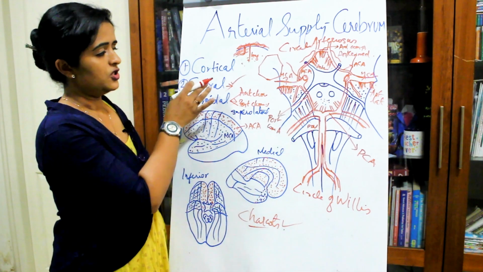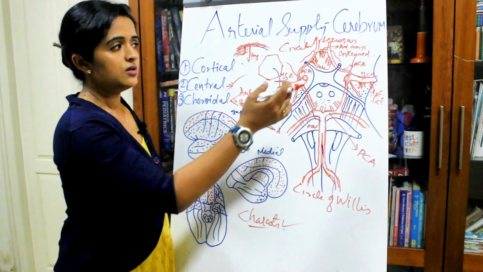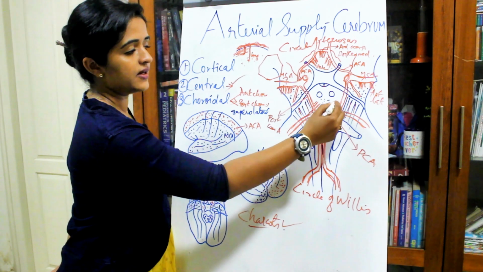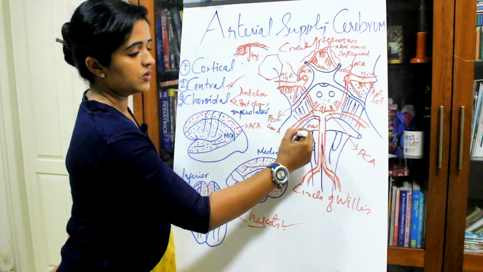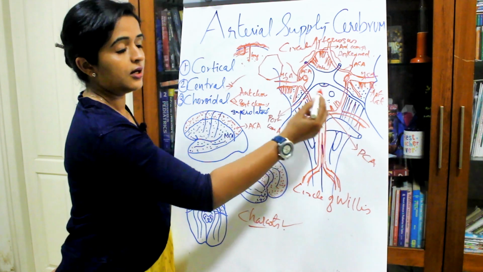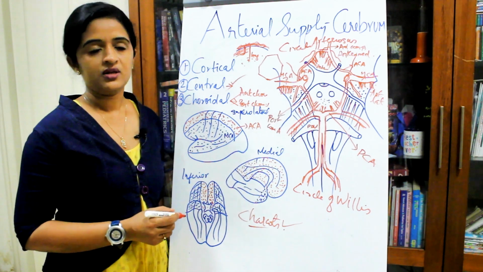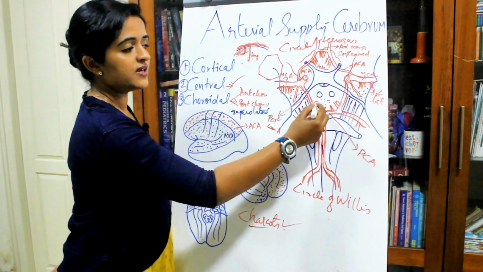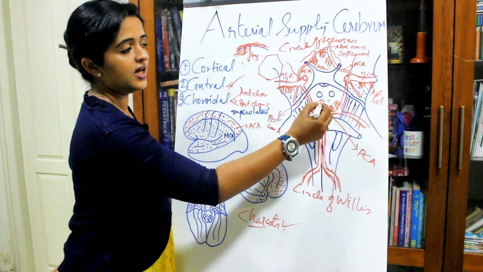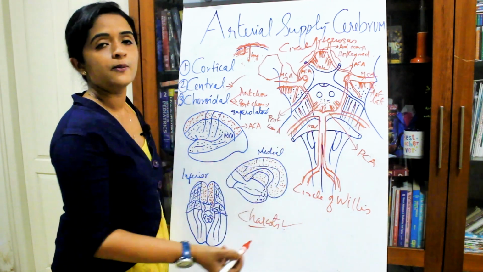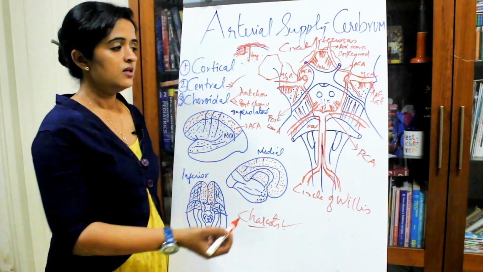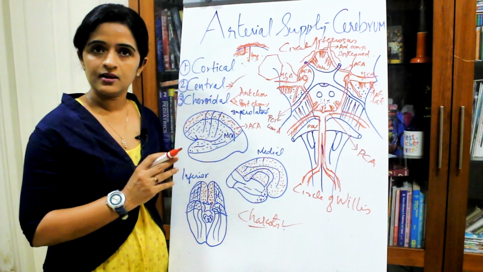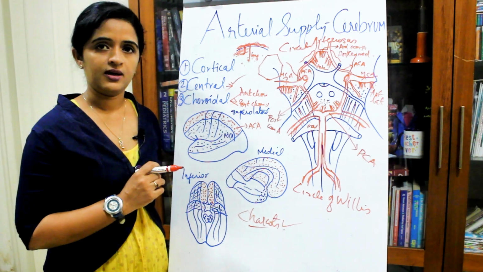Now let's move on to the posterior group of central branches. Similar to the anterior group, you have a posterior group in the medial aspect as well as in the lateral aspect. In the medial aspect, you call them posteromedial branches. Posteromedial branches arise from the posterior cerebral artery as well as the posterior communicating artery, and they pierce the posterior perforated substance. The posteromedial group supplies the thalamus, subthalamus and hypothalamus.